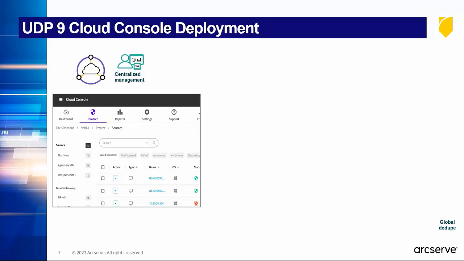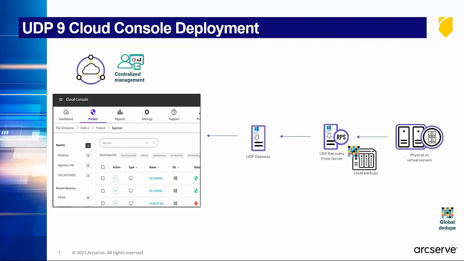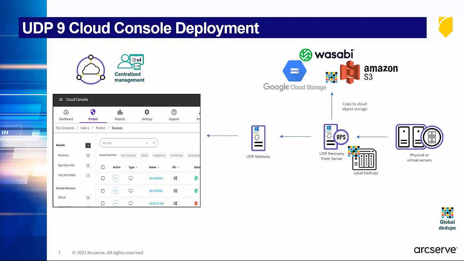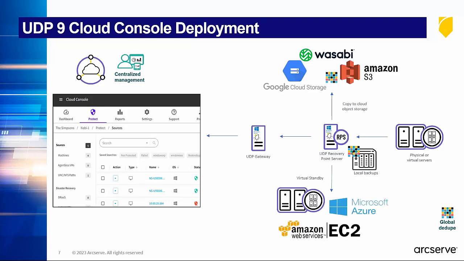Looking at a high-level single-site deployment with our cloud console, we start with deploying the gateway. We then deploy the recovery point server to protect your workloads. You can add on dedupe cloud object storage, and you can add in virtual standby for those critical machines.